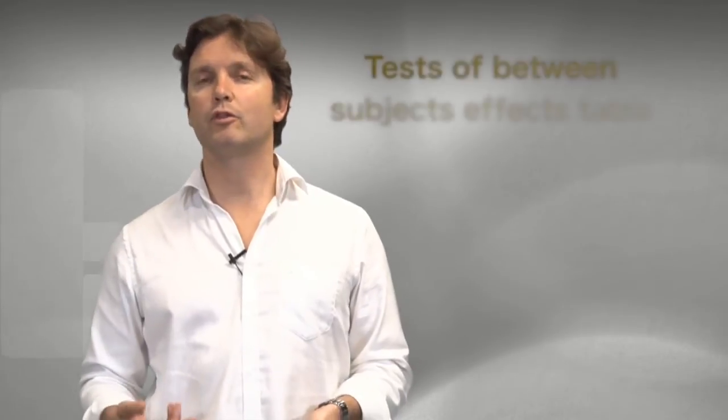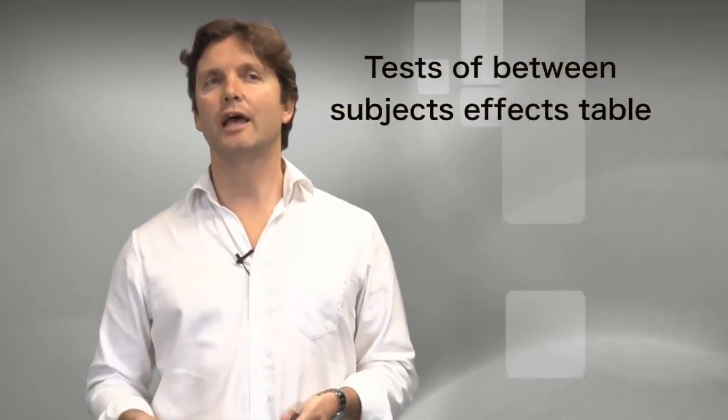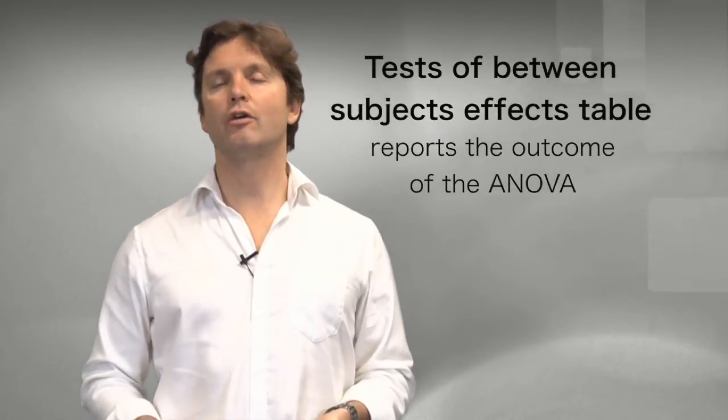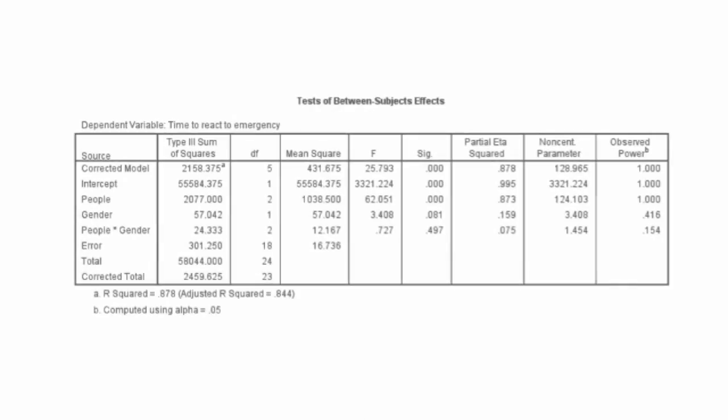Now, this is the most important part of the output, as it tests whether the independent variables had an effect or not. The tests of between subjects effects table reports the outcome of the ANOVA. This is also known as the ANOVA summary table, and it gives all the information used in the calculation of the F statistic. Now, the important thing to look at here are the significance values on the independent variables.